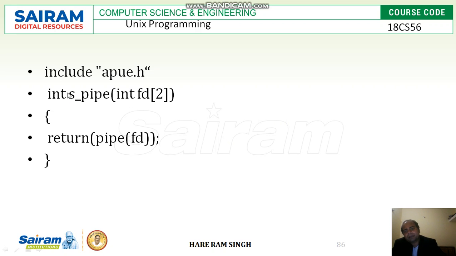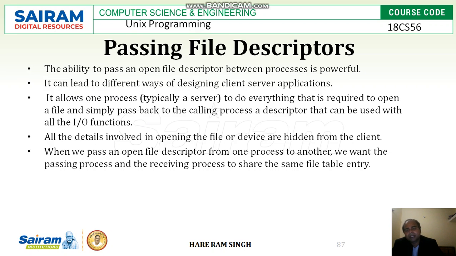Now, to create a stream pipe, we use this prototype: int s_pipe(int fd[2]), and it returns pipe fd. So here also it returns two file descriptors, file descriptor 0 and file descriptor 1. The next topic which we are going to study is passing the file descriptor, that is, how to pass the file descriptor from one process to another process.